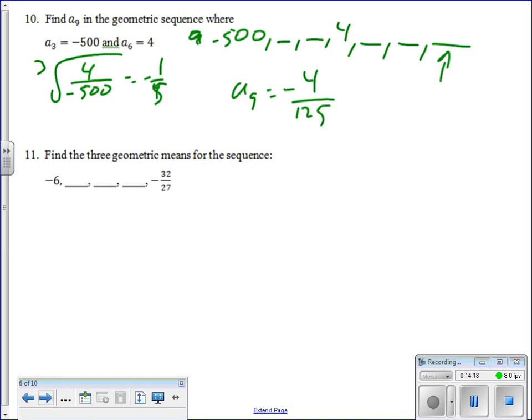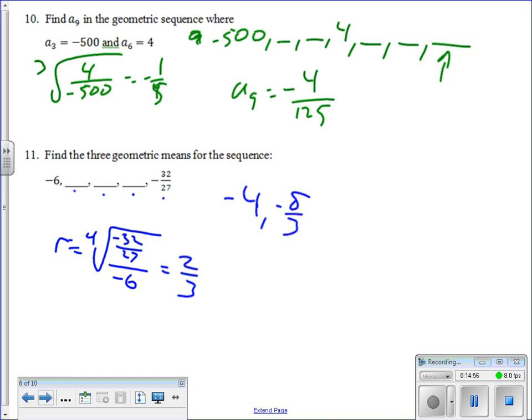Okay. Find the 3 geometric means to the sequence, fill in the blanks. So I have 1, 2, 3, 4 to get through there. So r is the 4th root of the last one, negative 32 over 27 divided by negative 6. And you get r is 2/3. Multiply 6 times 2/3, multiply that times 2/3, multiply that times 2/3, and you get negative 4, negative 8/3, and negative 16/9.